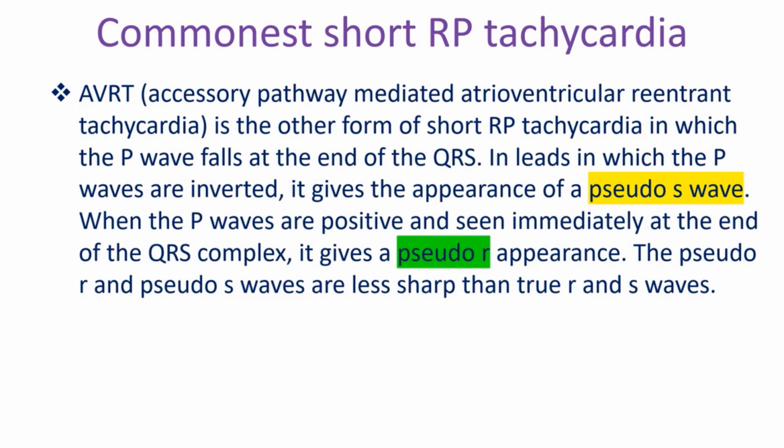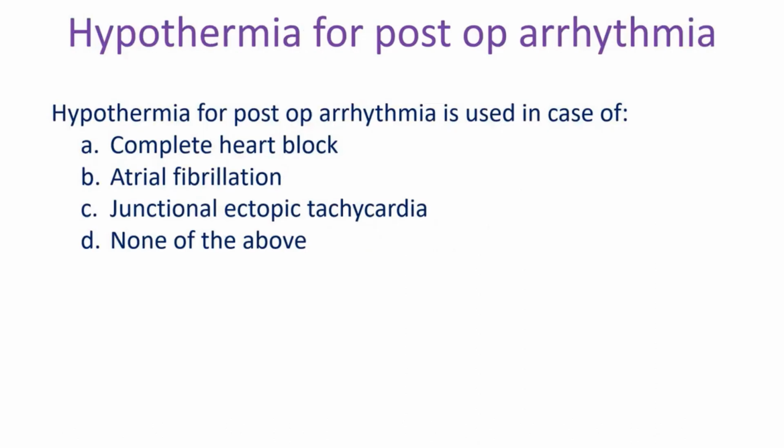AVRT, accessory pathway mediated atrioventricular reentrant tachycardia, is the other form of short RP tachycardia in which the P wave falls at the end of the QRS. In leads in which the P waves are inverted, it gives the appearance of a pseudo S wave. When the P waves are positive and seen immediately at the end of the QRS complex, it gives a pseudo R appearance. Pseudo R and pseudo S waves are less sharp than true R and true S waves.